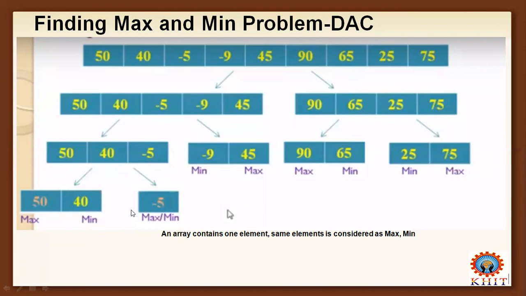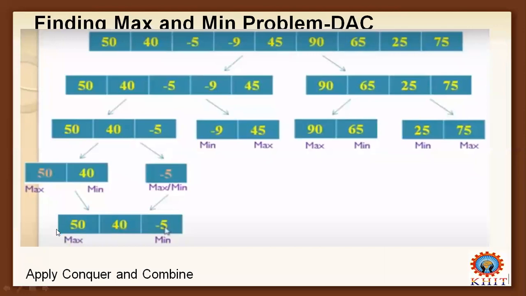Sorted means conquer means sorted and then combined into a single array. That means that the three elements are combined here and the elements are to be conquered here. So here the array size is 3. The array can contain 3 elements. In those 3 elements, the maximum element is 50 and the minimum element is minus 5.